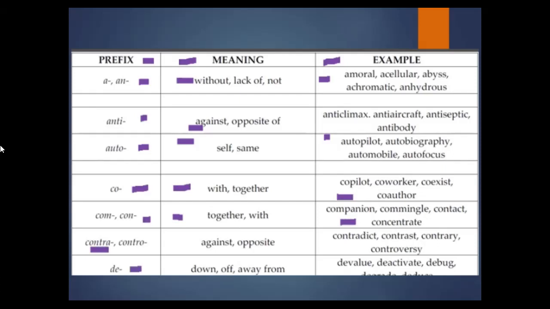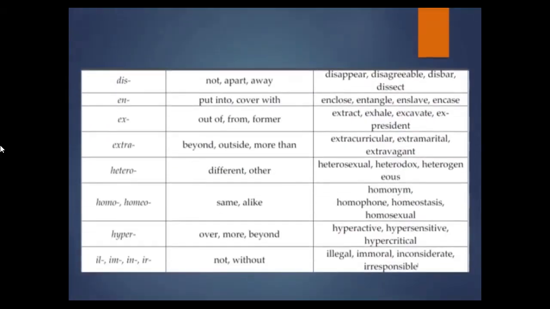Then you have de-, it means down, off, away from, and can be found in words like devalue, deactivate, debug, and degrade. Then we have the prefix dis-. It means not, apart, away. And it's in words like disappear, disagreeable, disbar, dissect. You have en-. It means put into or covered with. You can find it in words like enclose, entangle, enslave, encase. Ex-, out of, from, former: extract, exhale, excavate, and ex-president.